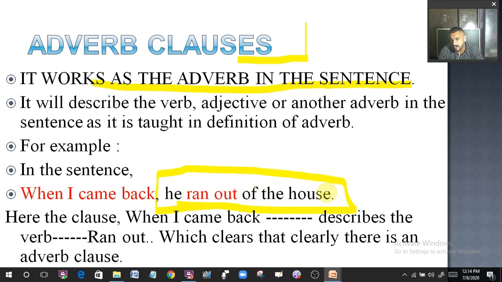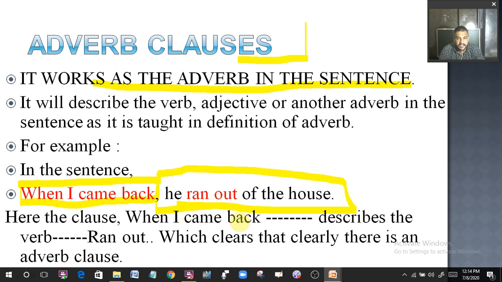He ran out of the house. Like at what time? Or we are asking the question for when. He ran out of the house when I came back. So when we get the answer for when, then definitely it is the reply for when. So adverb also has that property, like when, time. It is actually a time adverbial in a sense. We are getting the clause as a time teller.